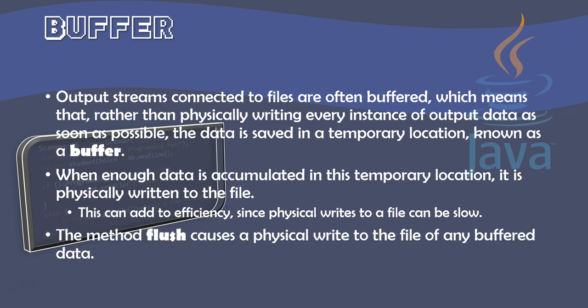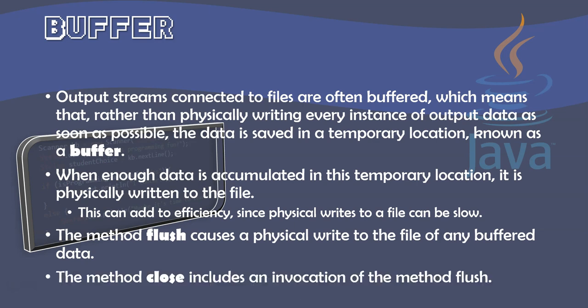Now, the method flush causes a physical write to the file of any buffered data. So if we want to do this sooner, let's flush that data. It's going to clear it out of memory, and we're going to be good to go. The method close, when we call it, does the same thing: if it's got any of that buffered data, let's go ahead and flush that out and put it into the file.